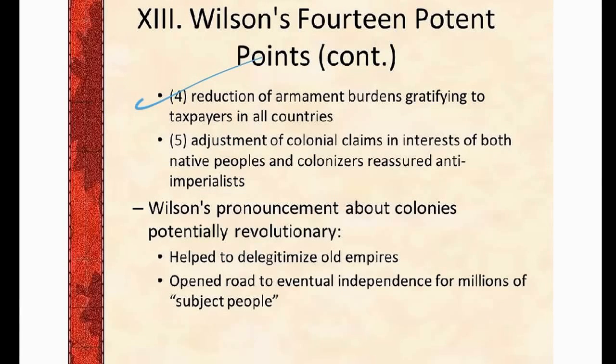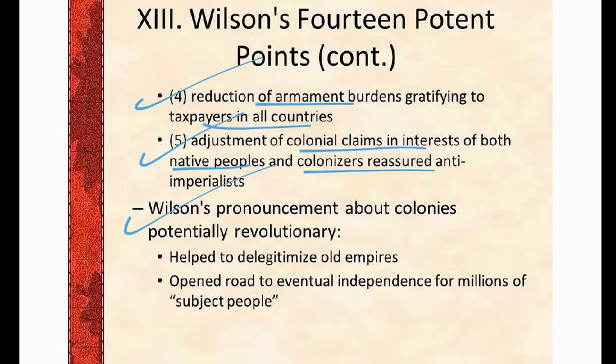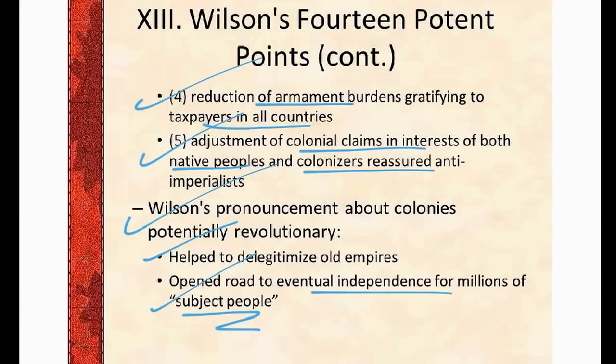It also called for a reduction of armaments, which was gratifying to taxpayers in all countries, and an adjustment of colonial aims in interests of both the native peoples and the colonizers, which reassured the anti-imperialists. Wilson's pronouncement about the colonies was potentially revolutionary. It helped to delegitimize the old empires and opened the road to eventual independence for millions of subject people.